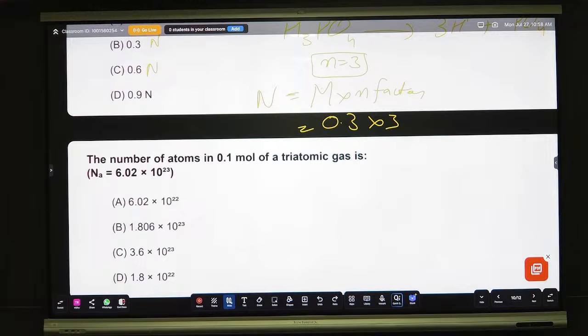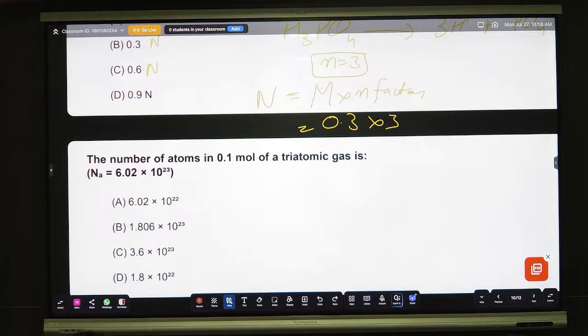Why is it taking so long? What is the question asking? Number of atoms. What does number of atoms mean? What formula do you have to use? N into Na, mole into Na. It's giving 0.1 mole, so 0.1 into Na. Do it now.